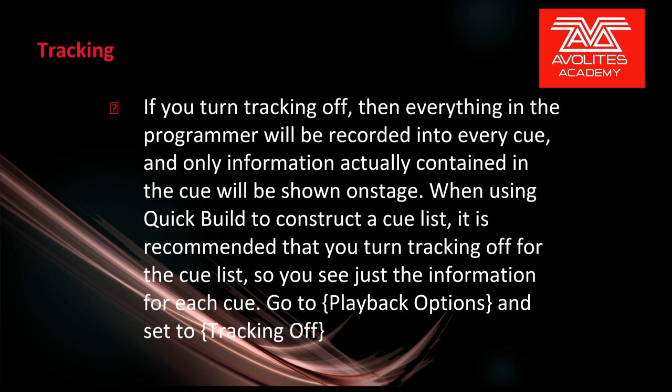If you turn tracking off, then everything in the programmer will be recorded into every queue, and only information actually contained in the queue will be shown on stage. When using Quick Build to construct the queue list, it is recommended that you turn tracking off for the queue list, so you'll just see the information for each queue. Go to playback options, set tracking to off.